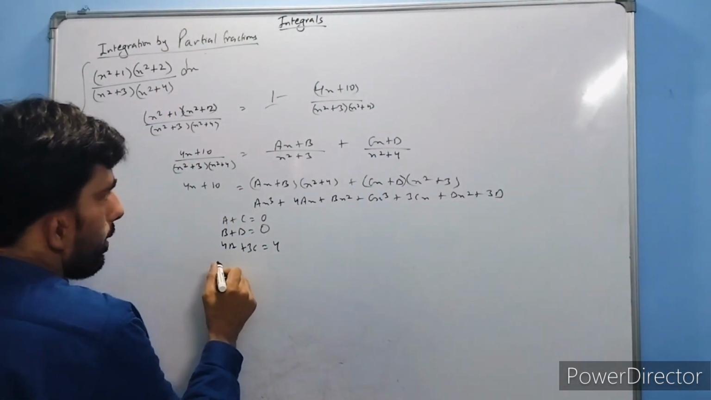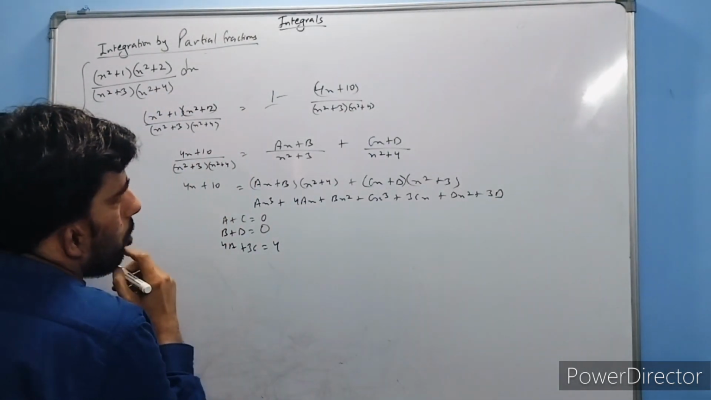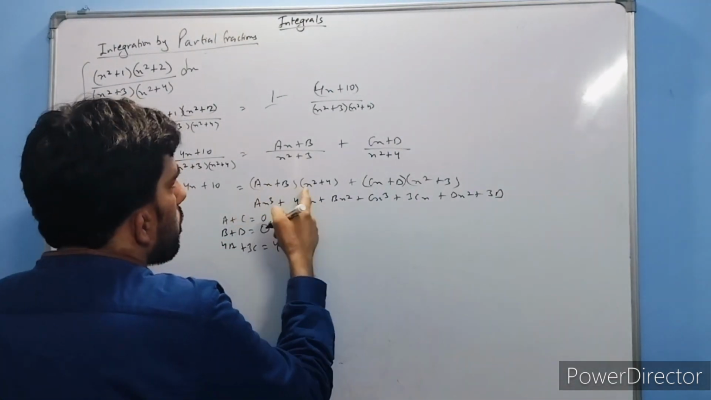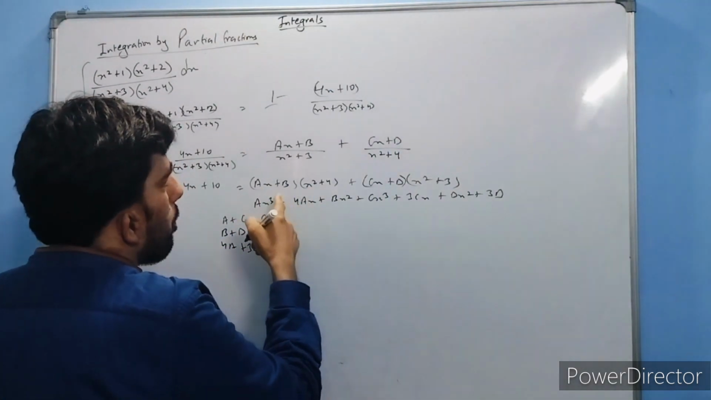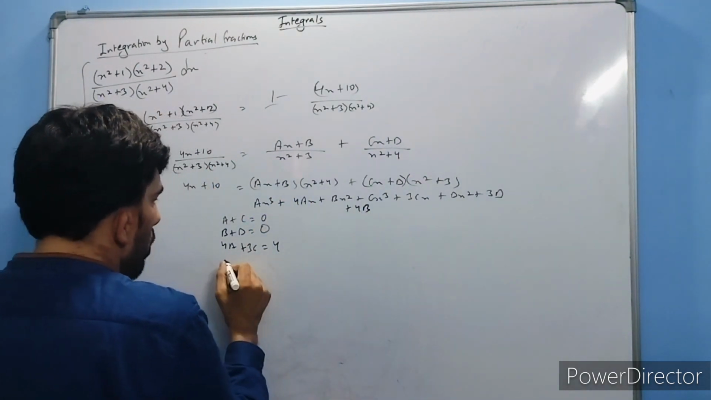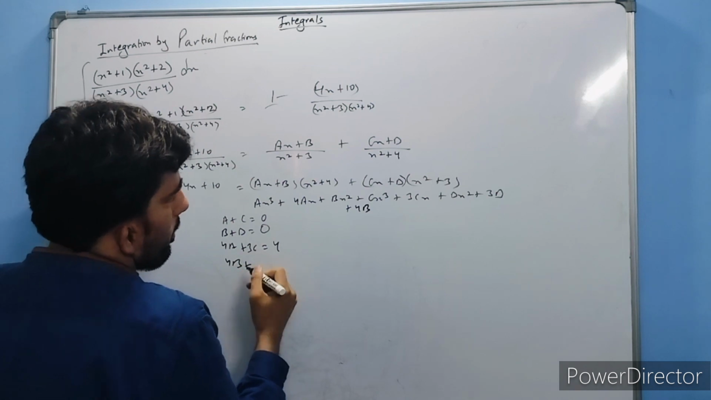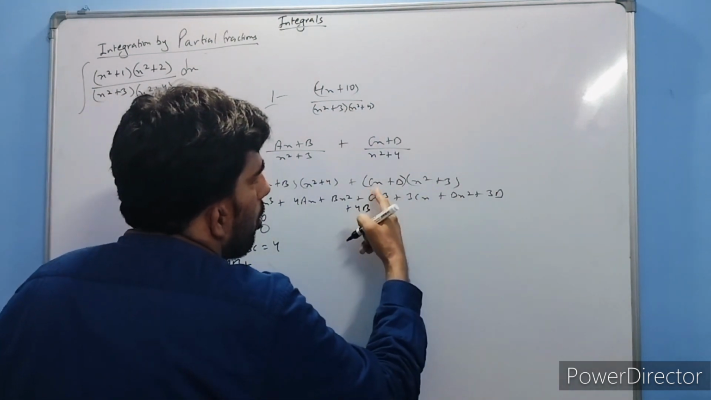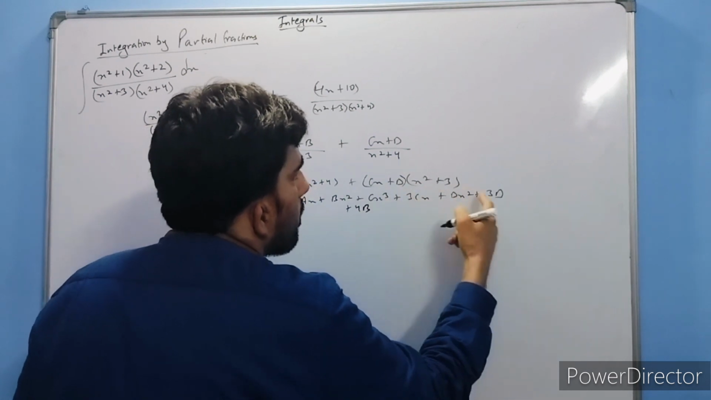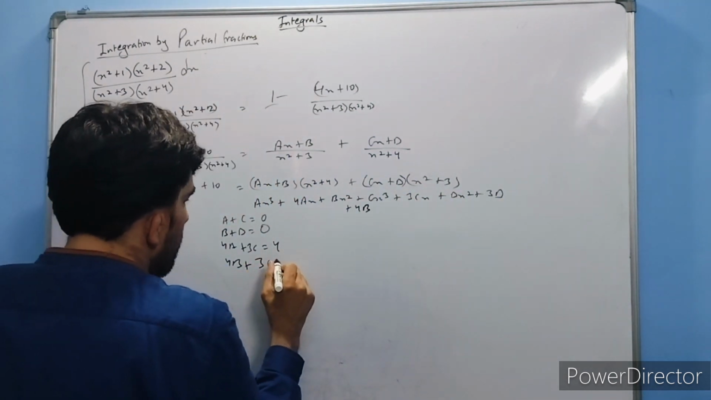And if I go for the constant term here, I think only one term is constant. No, wait. Here ax cube plus 4ax plus bx square. Oh, I missed one, 4b here. So I got 4b plus 3d is equal to 10.